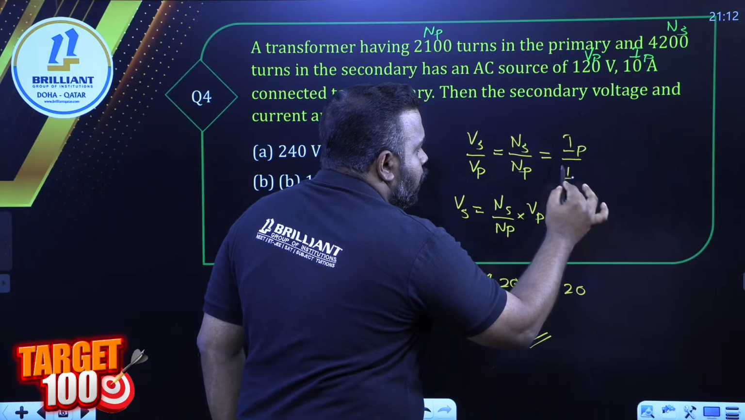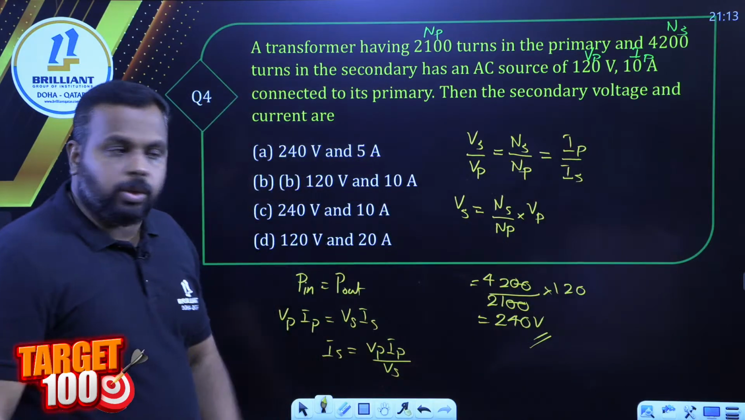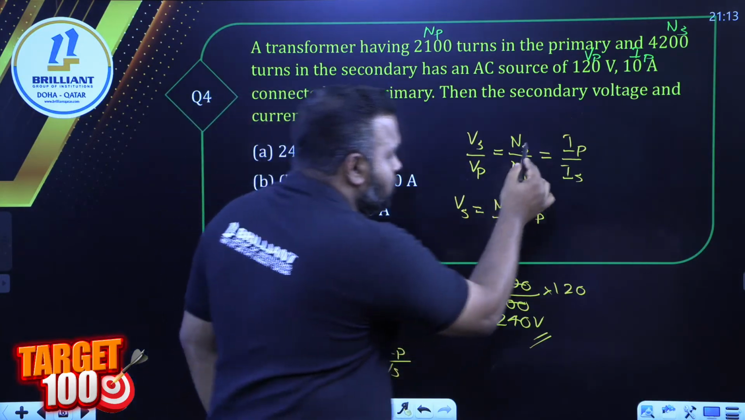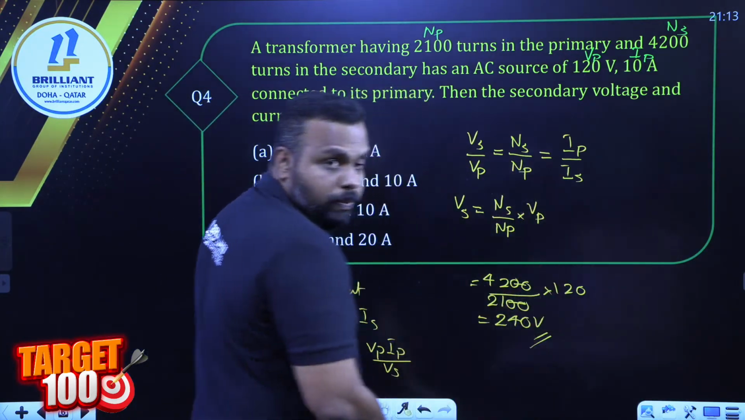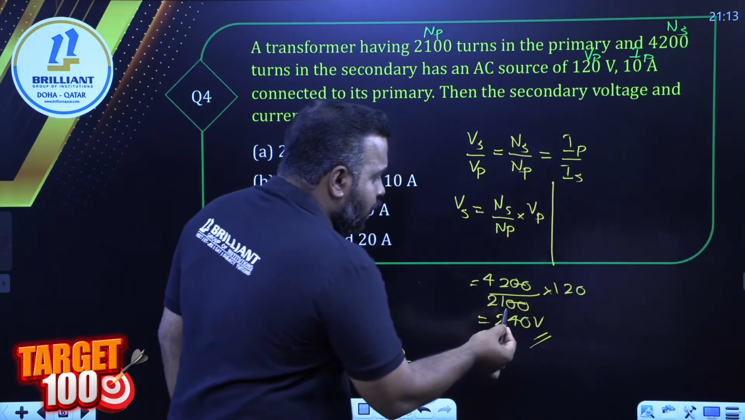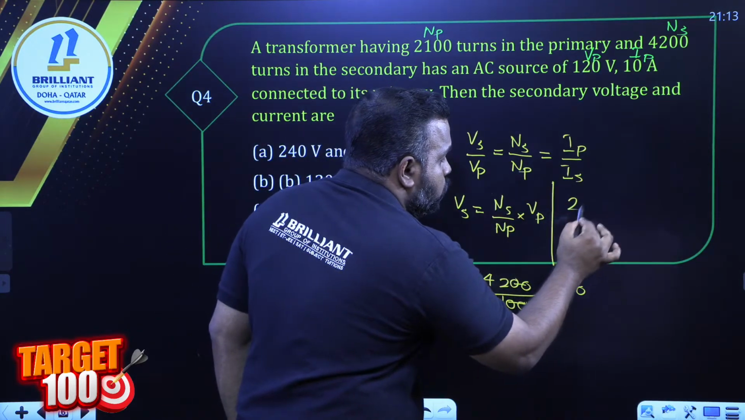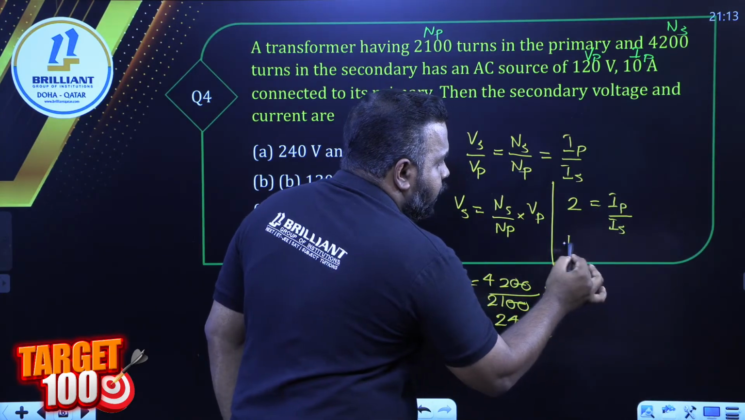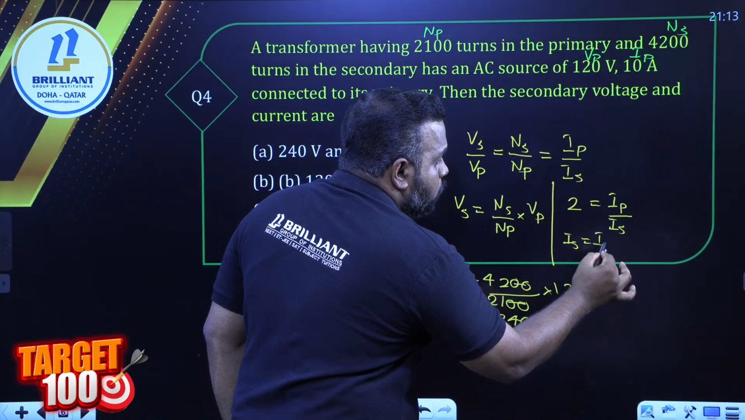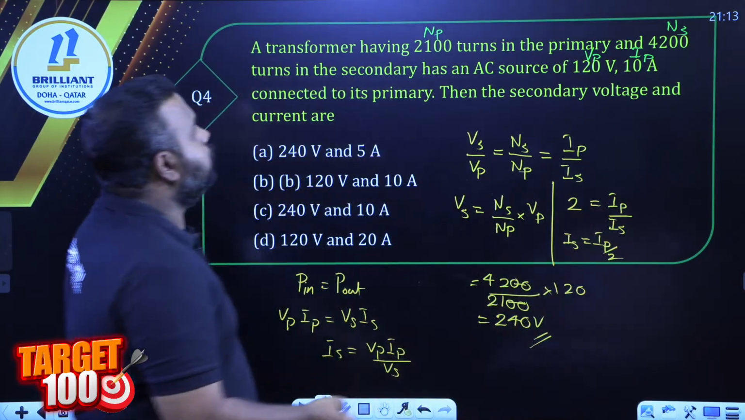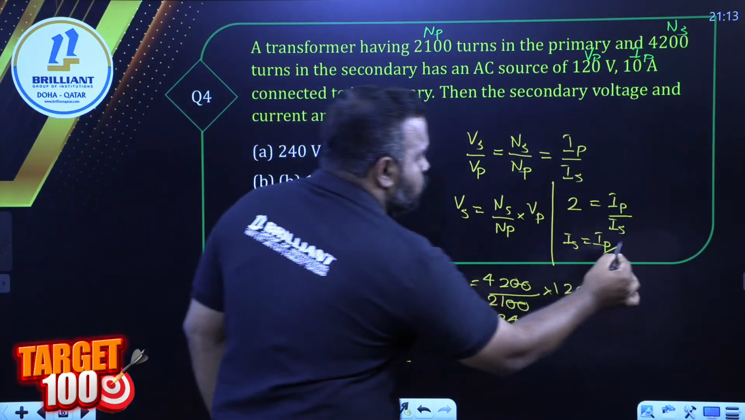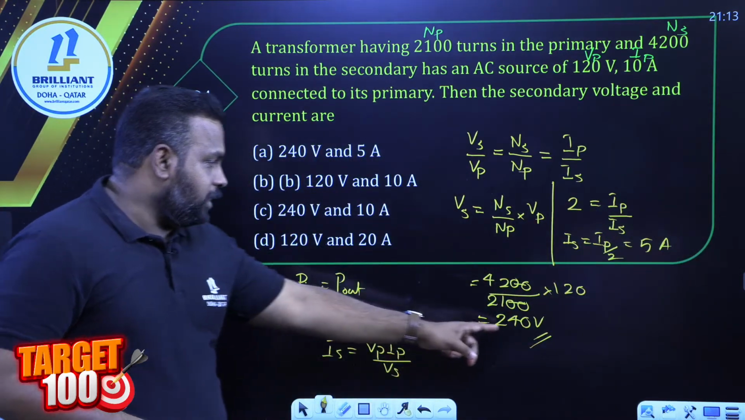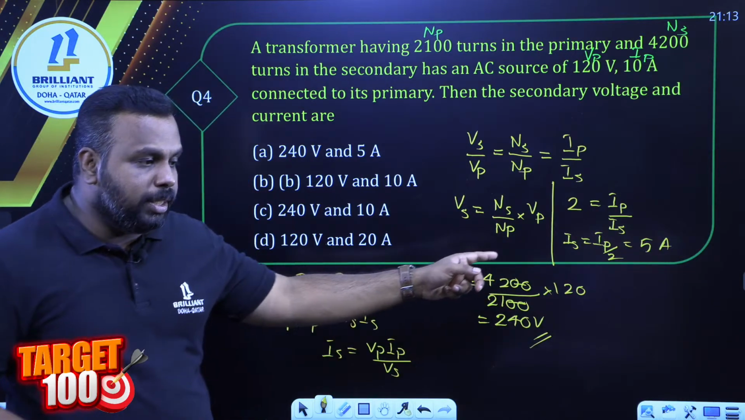So any formula you can use, either Ns by Np equal to Ip by Is. So I am going with this only. We have to find Is value. Okay, so what is Ns by Np? Ns by Np value we already got, 2. So 2 is equal to Ip by Is. So Is will be Ip by 2. What is Ip value? Primary current is given as 10 ampere. So 10 by 2, it's 5 ampere. Okay, so 240 volt is the secondary voltage and 5 ampere is the secondary current.